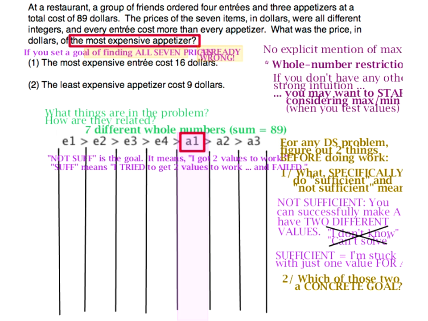Whenever you do any approach ever involving testing cases in data sufficiency, the goal is always, always, always not sufficient. Don't forget that, because sufficient is not a thing that you can try for when you test cases. Sufficient means that you are stuck and cannot get not sufficient.